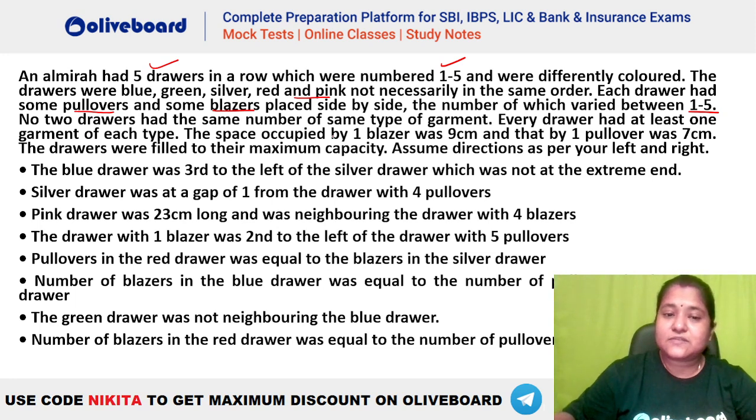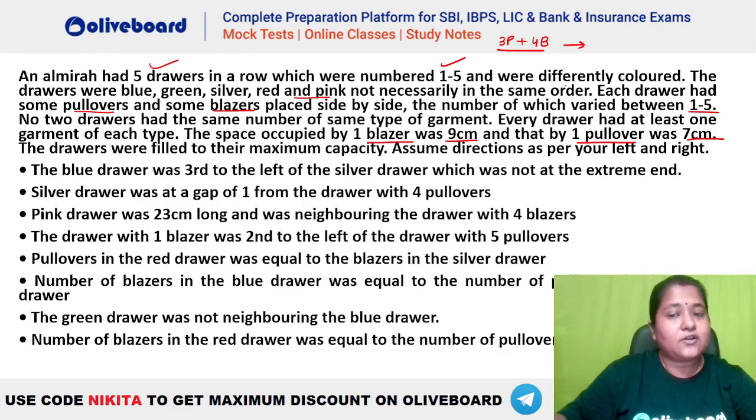Then it is given the space occupied by one blazer is 9 centimeter and that of one pullover is 7 centimeter. So let's say this is one of the shelves, right? So there is a drawer here and let's say there are three pullovers here and four blazers, right? So there are three pullovers and four blazers. So what should be the length of this particular drawer in here?